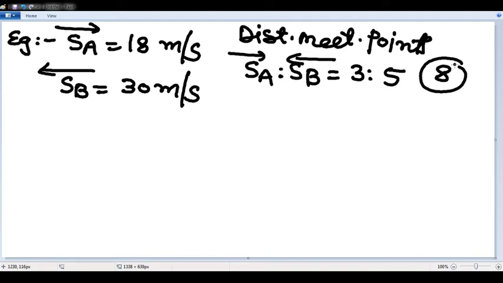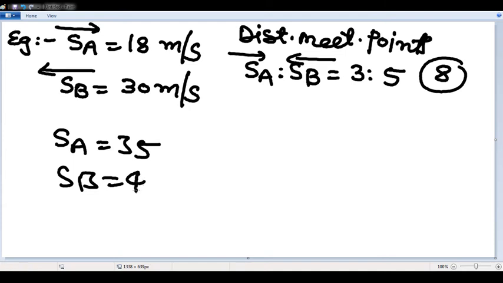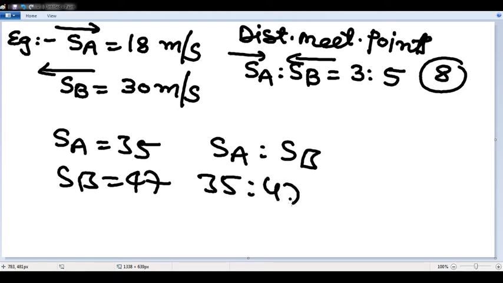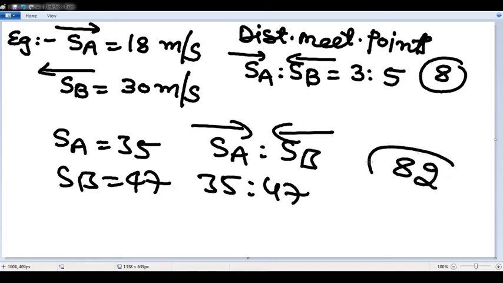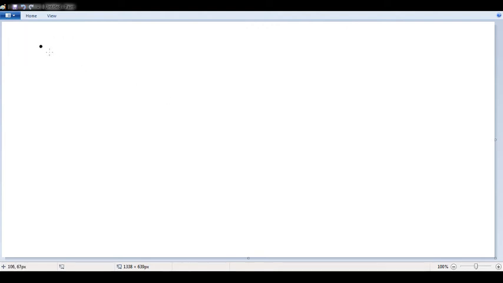Okay. Now, Raghava Anvesh, if you see SA is 35, SB is 47. They both are in simplest form. 47 is a prime number, so 35 and 47 cannot be decomposed further. So the total number of distinct meeting points will be 82. Right? Now the next is the question which I prepared for one of the marks.